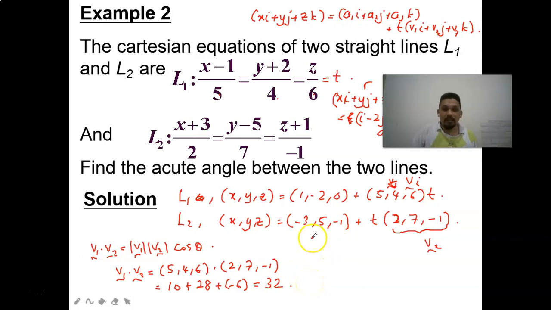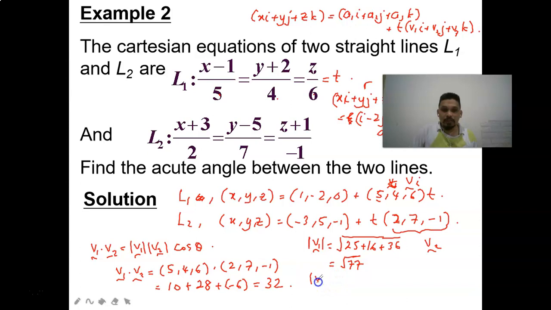Okay. Then modulus of V1 is equal to the square root of, again, V1 here: 5 squared, 25; 4 squared equal to 16; and 6 squared equal to 36. Equal to the square root of 77.